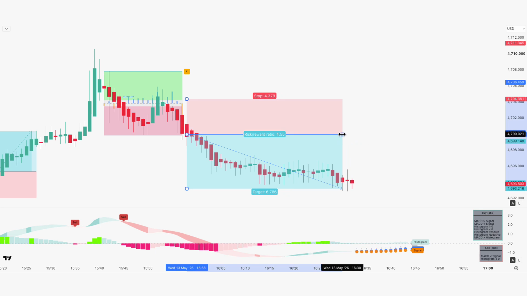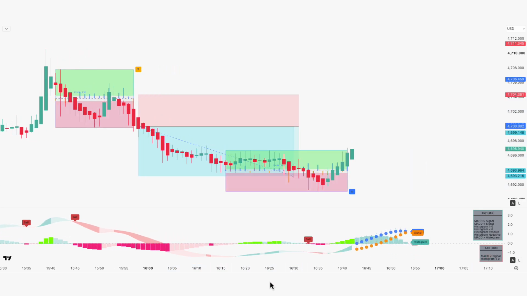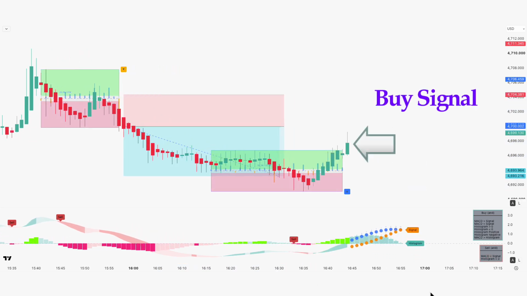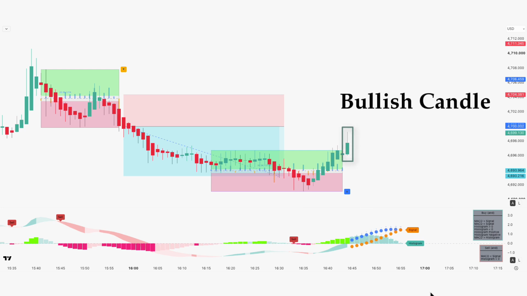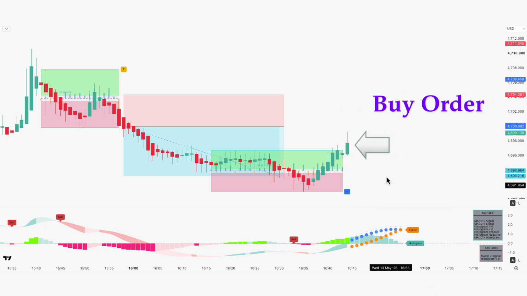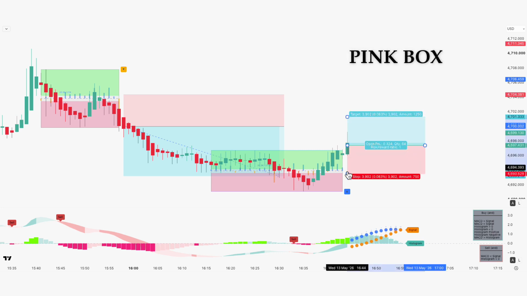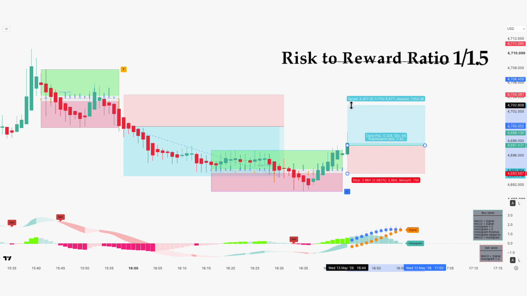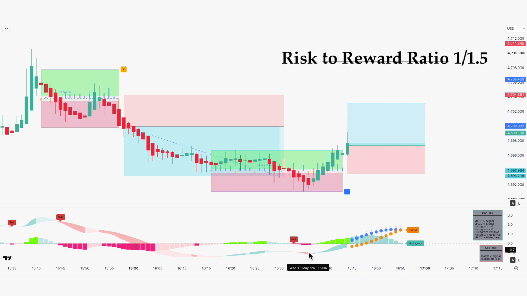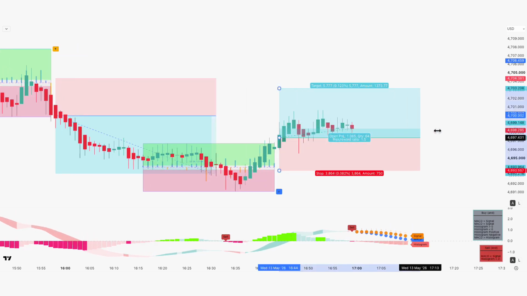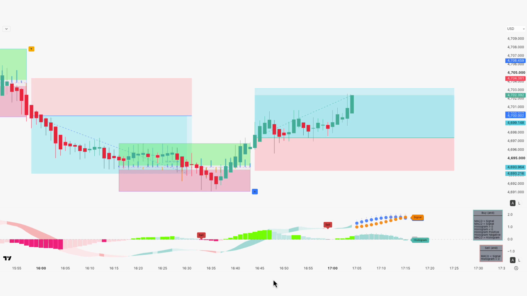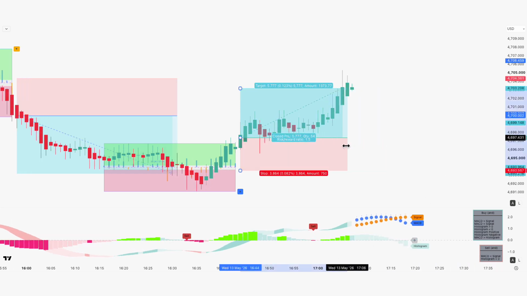We have won the trade. Let's find the next trade. Here the liquidity breakout label up is a buy signal. Here the MACD forecast colorful indicator shows green columns. Here the market has made a bullish candle to give confirmation. So all our conditions are being fulfilled, so we are placing an order to buy. Our stop loss is to be placed at the pink box, and the risk-to-reward ratio will be 1:1.5. Let's see what happens to our trade. Our trade is running in profit. We have won the trade. Let's find the next trade.